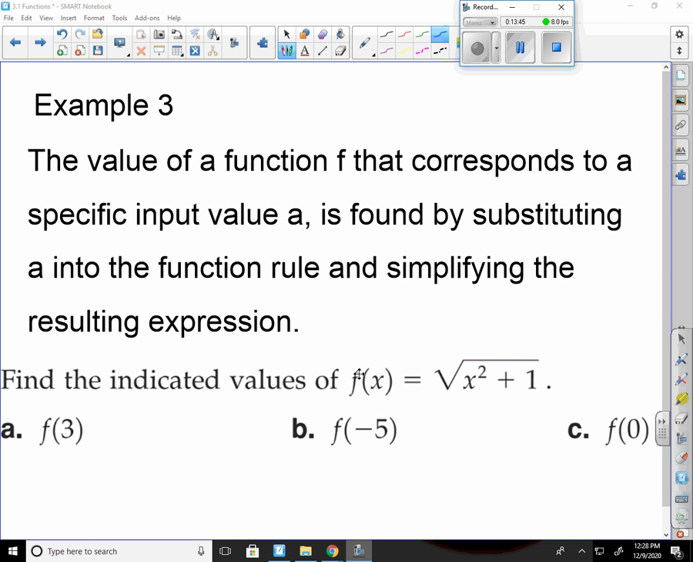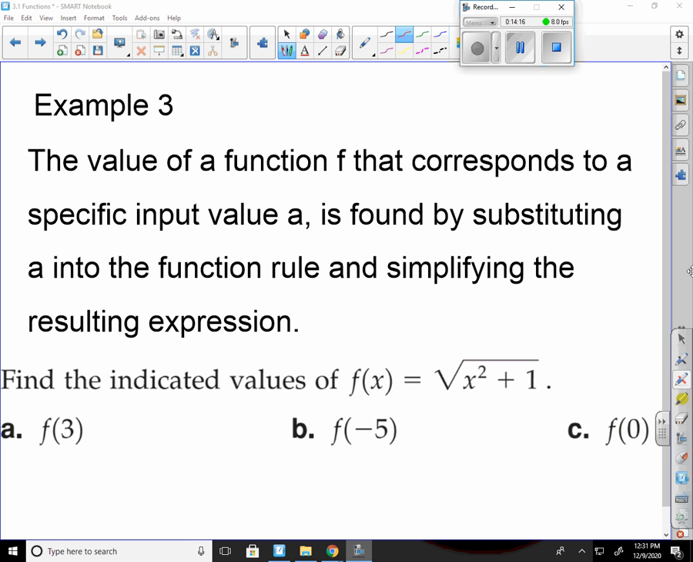All right, example 3. The value of a function f that corresponds to a specific input value a is found by substituting a into the function rule and simplifying the resulting expression. So here it says find the indicated values of f of x equals the square root of x squared plus 1. And then it gives us f of 3, f of negative 5, and f of 0.